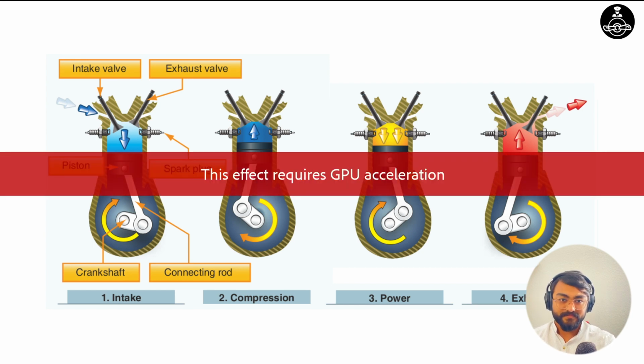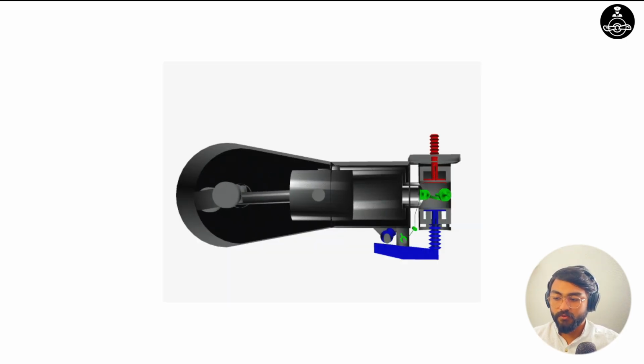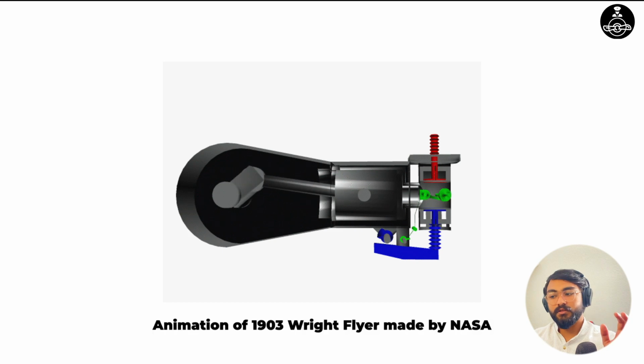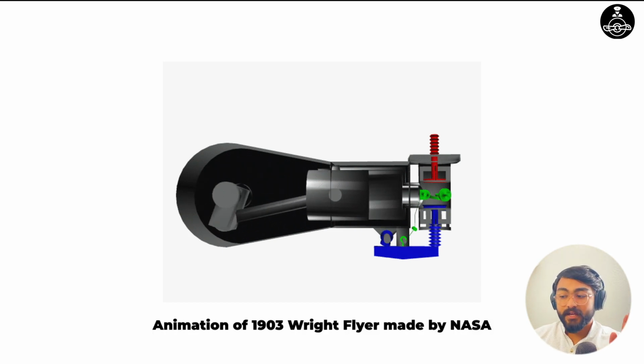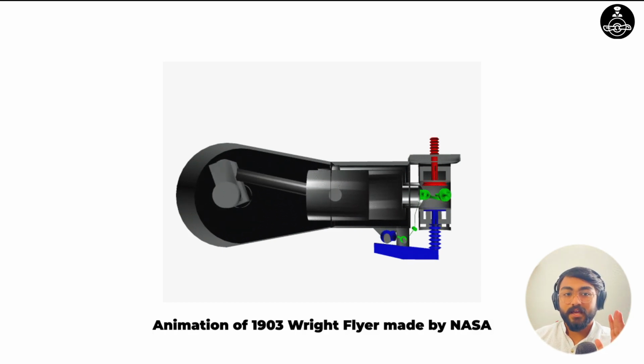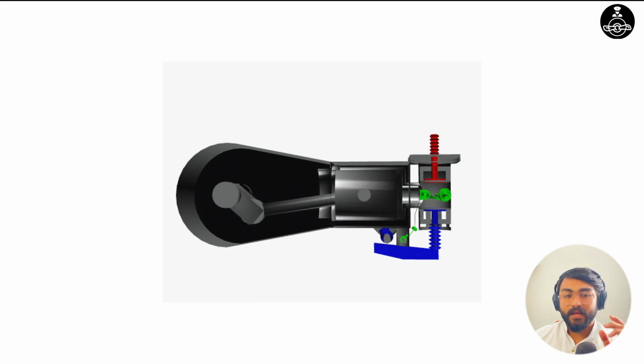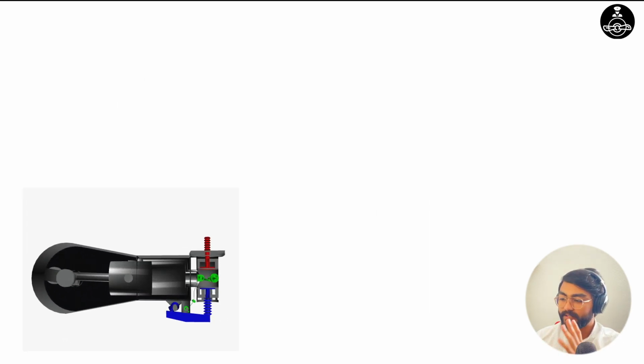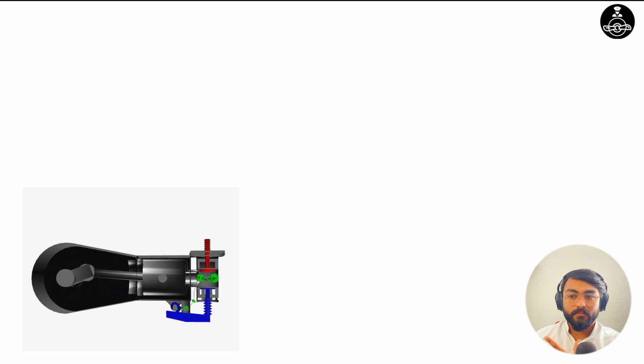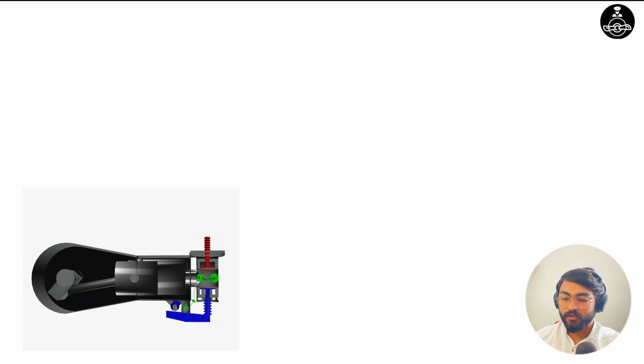Let's get started. To begin with, I'm going to leave this animated computer drawing of one cylinder of the Wright brothers 1903 aircraft engine. This I found on NASA's website, and I'm gonna keep it playing next to our explanation as we go by understanding how the four strokes work.